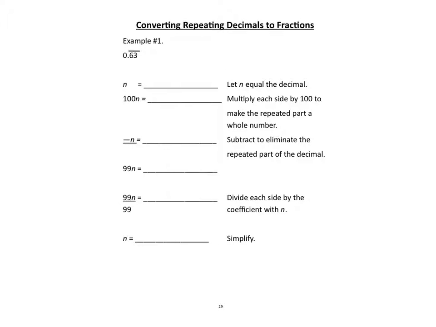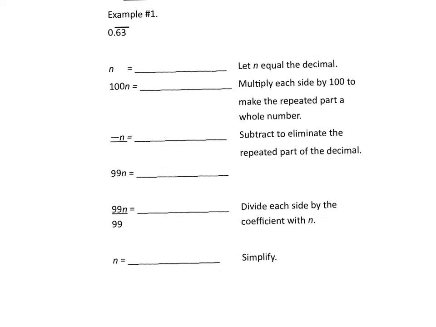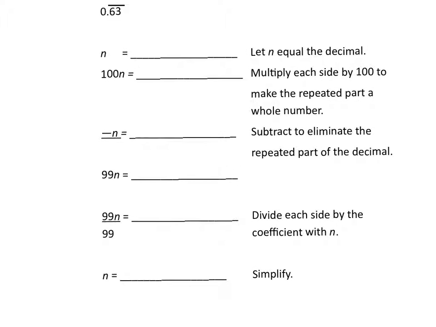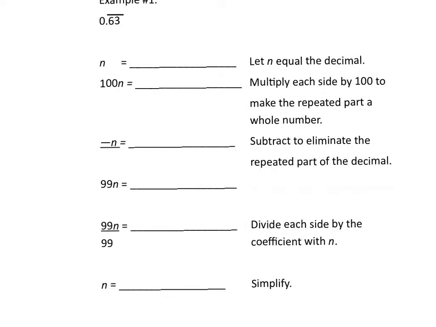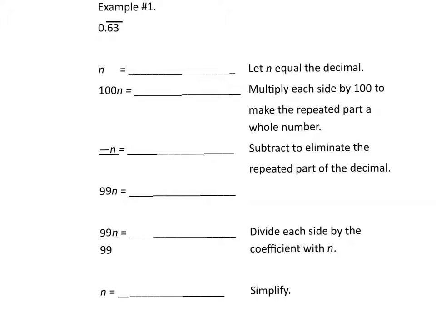Let's take a look at an example. Our first example is we have 0.63 repeated. So we are asked to convert 0.63 repeated into a fraction. We can't just put 63 over 100 because 63 over 100 represents 0.63 end. There's nothing else after it. Because this goes 0.63, 63, 63, 63, forever and ever, never ending, we can't rely on place value.